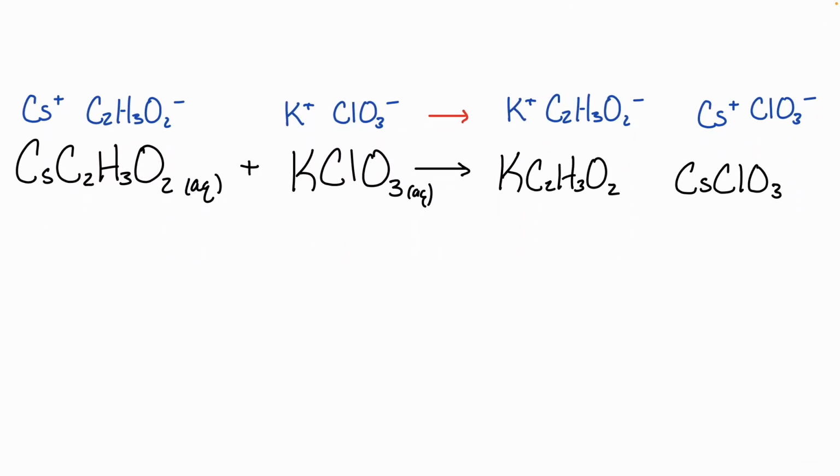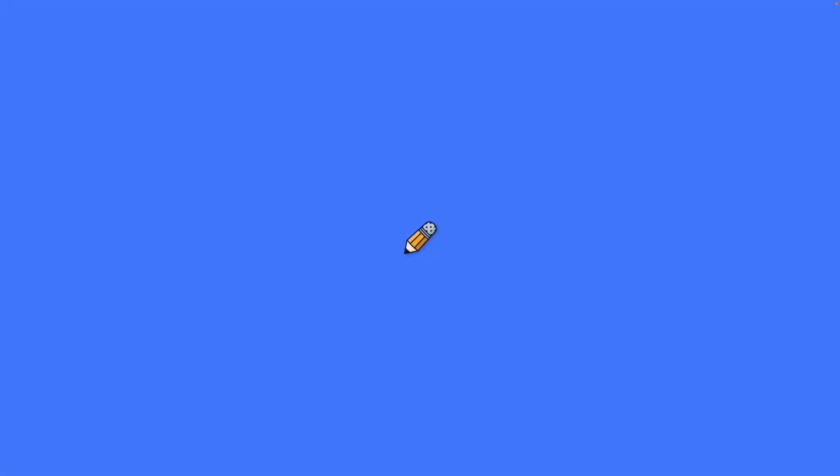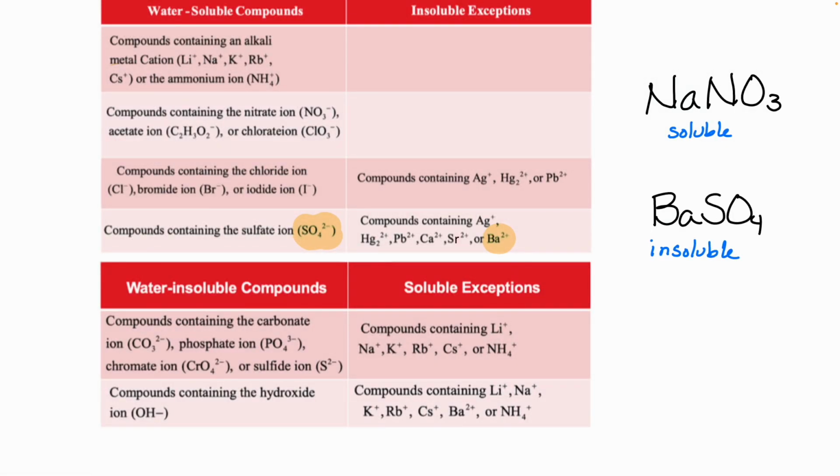All right. For this one, I'm going to go a little bit quicker through this. Again, I started that same process, broke up these compounds into these two constituent ions with their charges, and then swapped. So now I have my potassium with my acetate and my cesium with my chlorate. So again, we're going to go to our solubility table here.